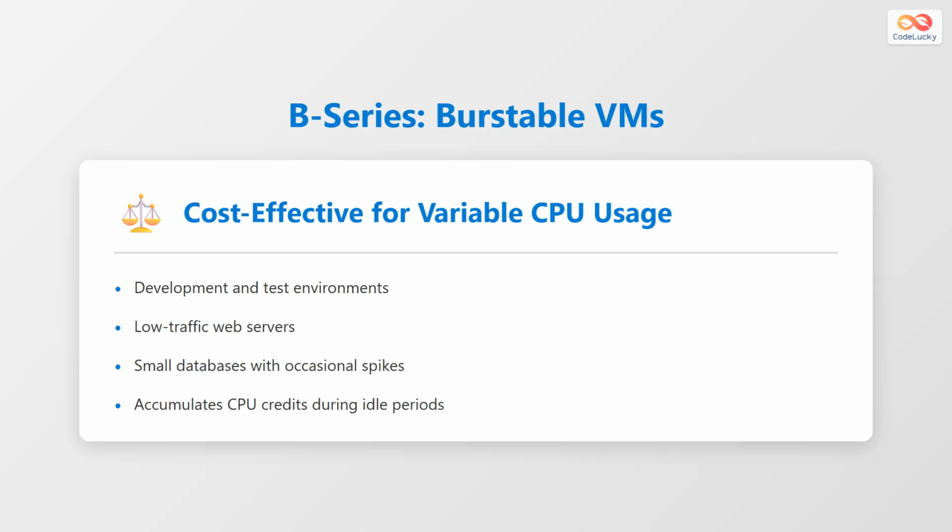B series VMs are cost-effective options for workloads with variable CPU usage. They're ideal for development and test environments, low-traffic web servers, and small databases that experience occasional spikes. These VMs accumulate CPU credits during idle periods, which can be used during peak activity. This makes them perfect for workloads that don't need full CPU performance all the time.